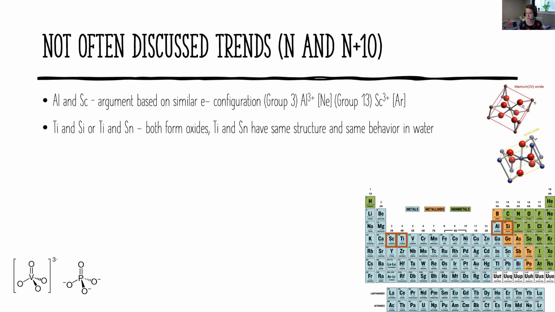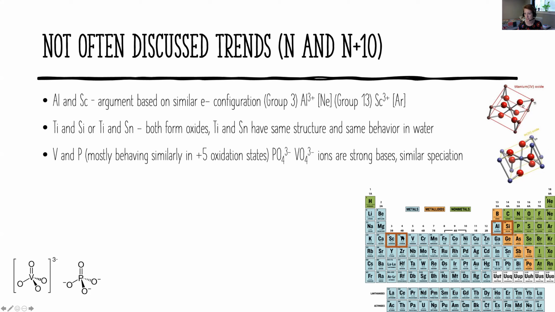There's also similarities between tin and silicon, so titanium and silicon, as well as titanium and tin. So this is the titanium-tin example here. Those are going to have somewhat similar ideas. Zirconium also forms a similar oxide.